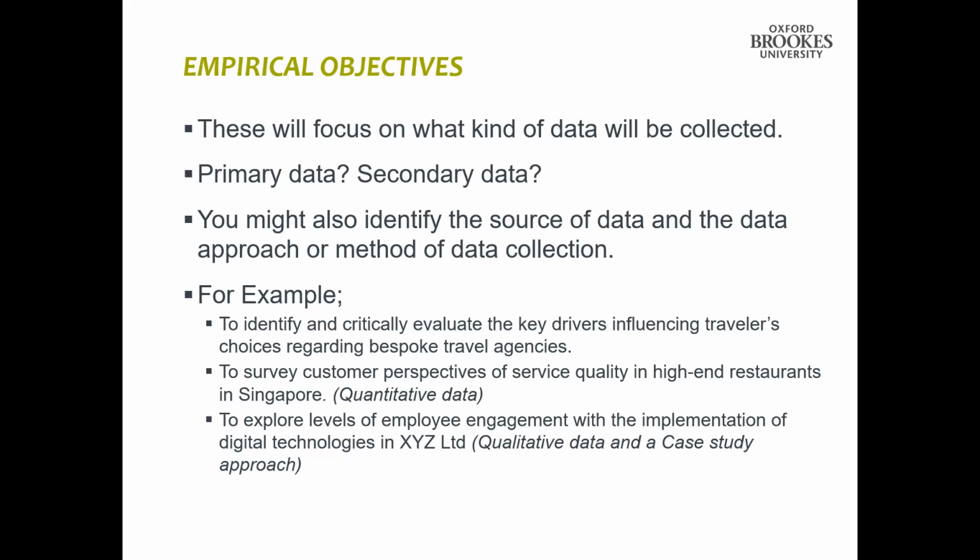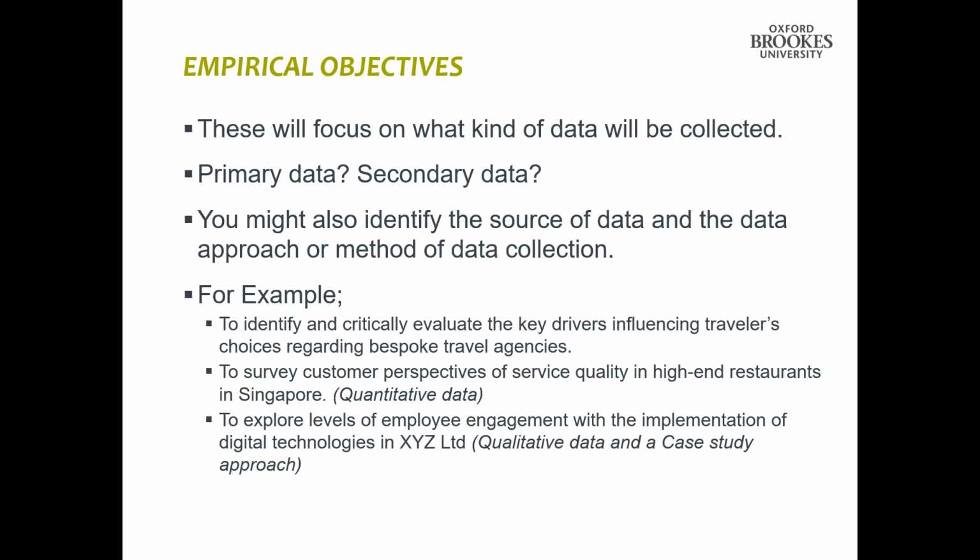What sort of information would you need in order to be able to collect that type of data? So, for example, would it be to interview travelers who have used bespoke travel agencies? So we're talking about primary data, qualitative data. We're talking about a research method that is using interviewing, probably semi-structured interviewing. So within that, we're beginning to think about the data and how it's going to be actually collected.